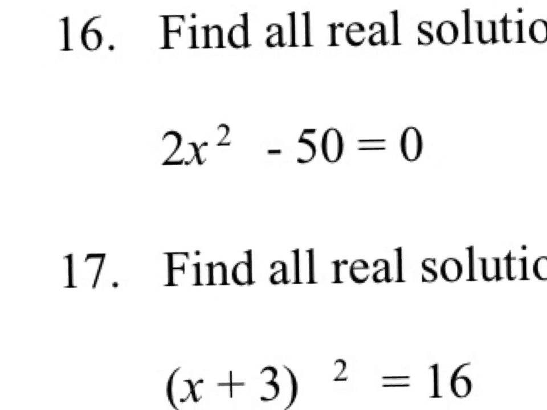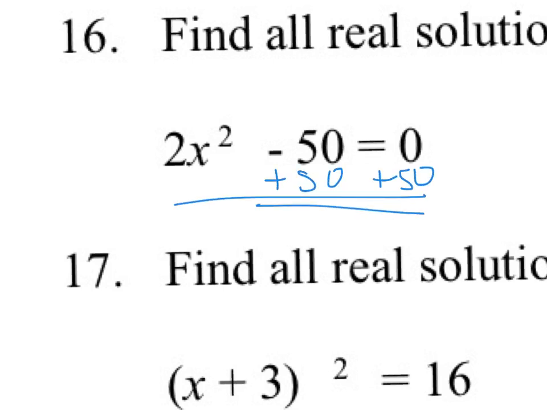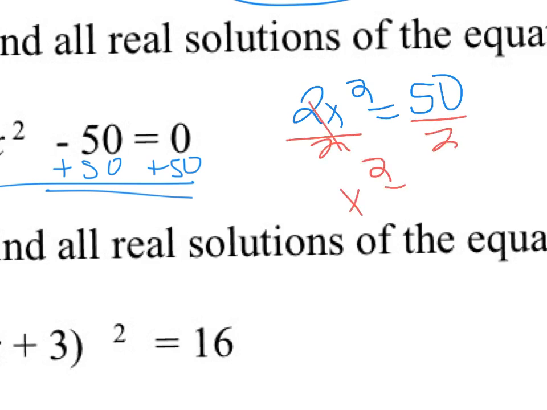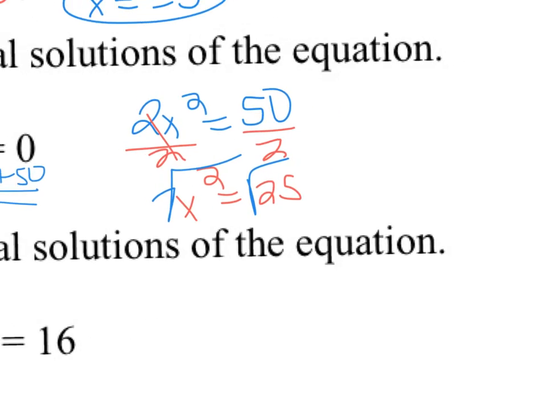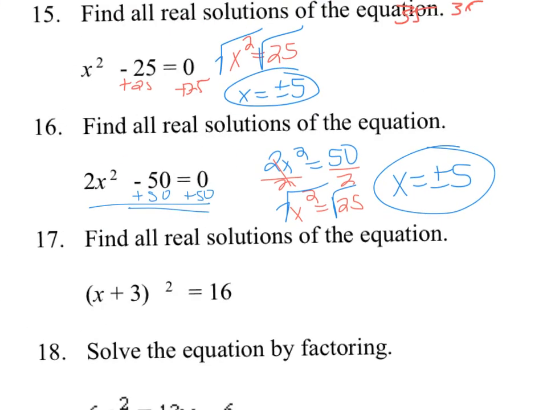All right, trying to get x by itself again. So what do I do on 16? Add 50. So we have 2x squared equals 50. Now what? Not yet. Good. Divide both sides by 2. So x squared equals 25. Now what? Square root. What goes in front of my answer? Perfect. Plus or minus 5. Again, you can take your answer choices and plug them back in.